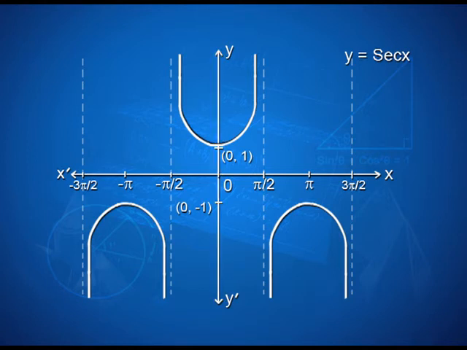We can observe how the graph is decreasing and increasing between 0 to pi by 2. Similarly, the graph between minus 3 pi by 2 and minus pi by 2, we can see how it appears, and here between pi by 2 and 3 pi by 2, it can be seen in a similar manner. It is just the mirror image of the previous graph.